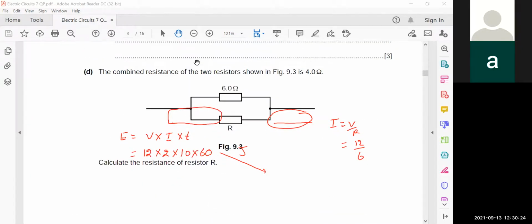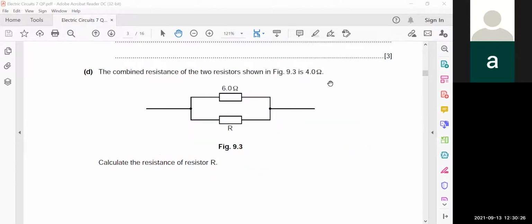In part D, the combined resistance of two resistors is given, and this is 4 ohm. Calculate the resistance R. This is the first time we are doing this type of question, children. You need to calculate R when one of the resistances is given and the total resistance is given. So let me do this question. You can also do it and send your answer in the chat box.